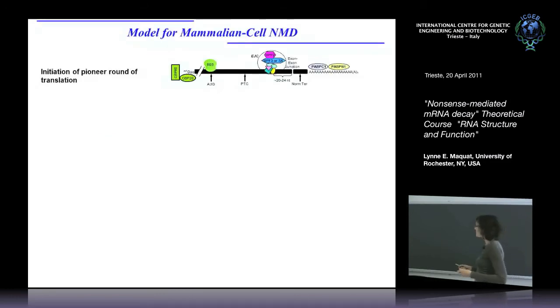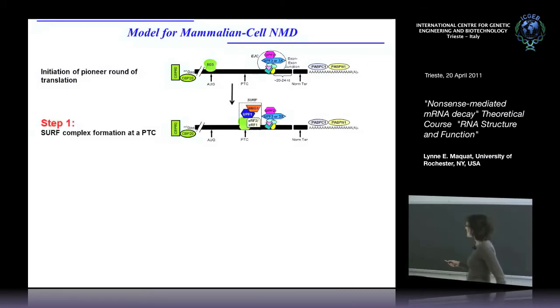So here's the model. During a pioneer round of translation, if a PTC exists sufficiently upstream of an exon junction complex so that the terminating ribosome doesn't remove the EJC, that's the basis of the 50 to 55 nucleotide rule. Notice the distance of the EJC, it's about 20 to 24 nucleotides upstream of the exon-exon junction. And as John said, it's that distance no matter what the sequence of the exon is. So if there's a termination that doesn't remove the EJC, then the SURF complex will form at the PTC.